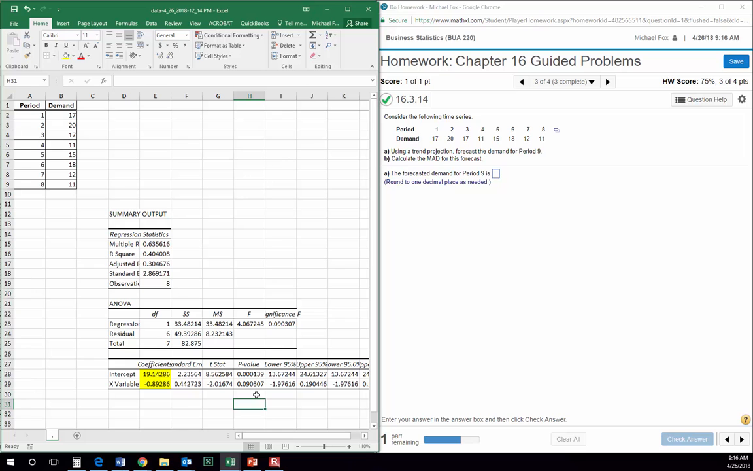Okay, because we're just going to use the straight line formula when we're trying to predict the next period. So our forecast for 9 is just going to use this formula where we're going to say this equals our intercept plus x, which in this case is 9, the number of the period, times the x variable. That's going to give us our forecast.